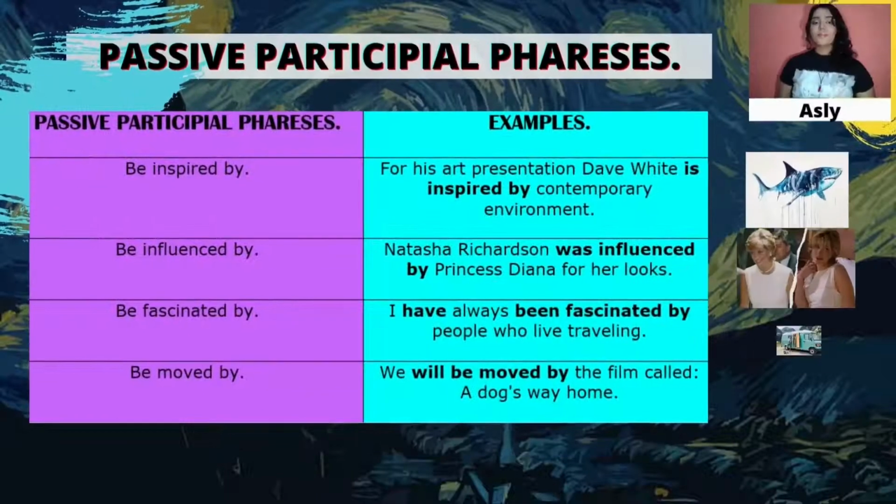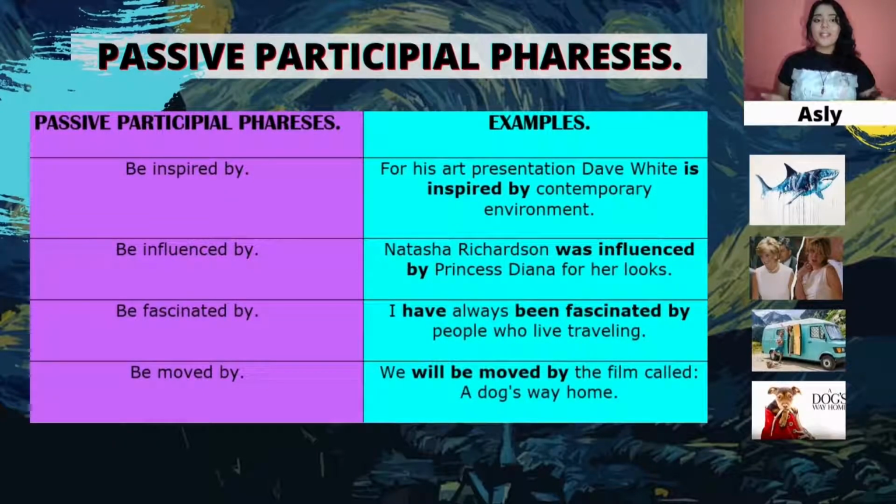Passive participle phrases. On this left side, we have some passive participle phrases. The first one says, be inspired by. The second one says, be influenced by. The third one says, be fascinated by. And the last one says, be moved by.